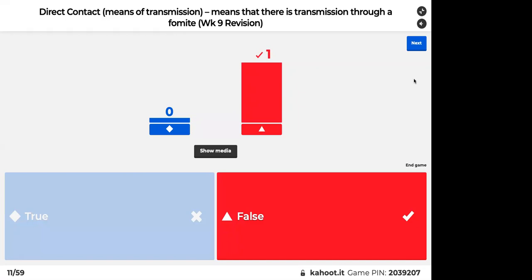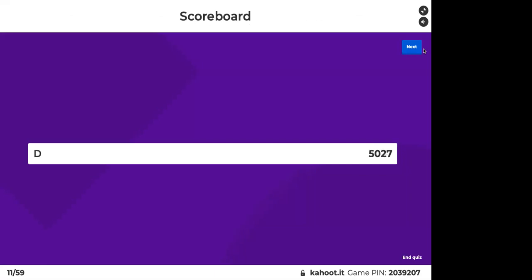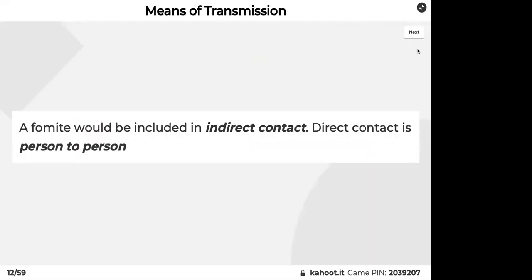Yep, so direct contact does not mean that there is transmission through a fomite. So hence the answer is false. So a fomite will be included in indirect contact, and direct contact is person to person.